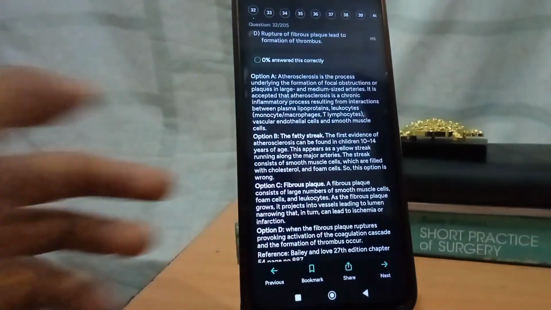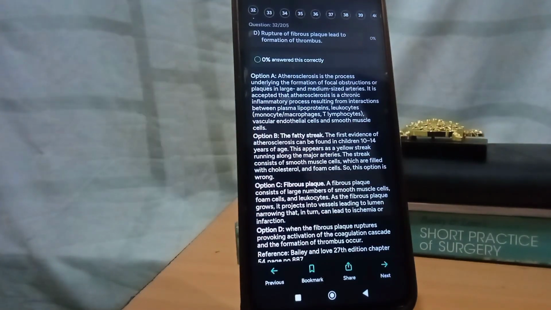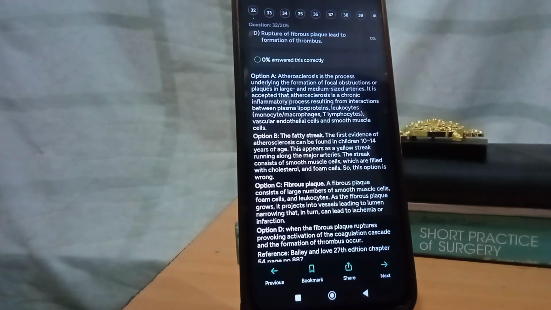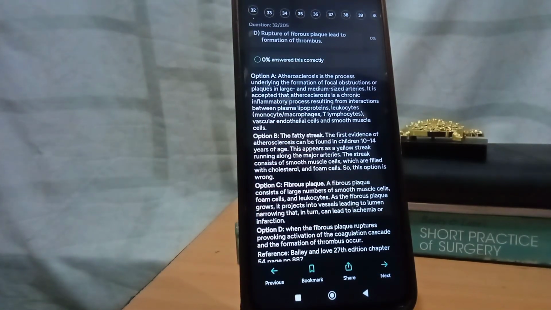Then the fibrous plaque. The fibrous plaque consists of large numbers of smooth muscle cells, foam cells, leukocytes. As the fibrous plaque grows, it projects into the vessel, leading to lumen narrowing that in turn can lead to ischemia or infarction. When the fibrous plaque ruptures, provoking activation of the coagulation cascade, the formation of thrombus occurs.